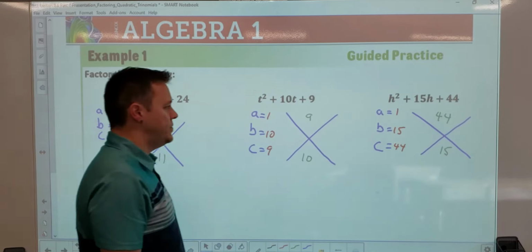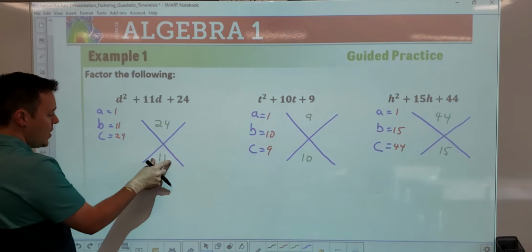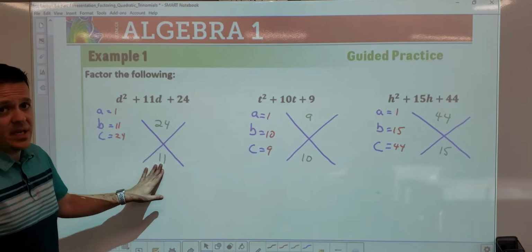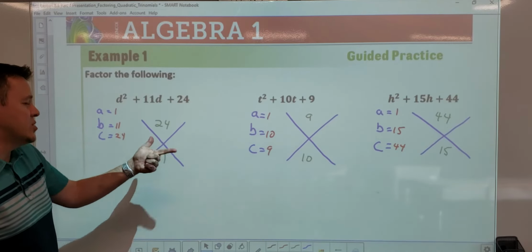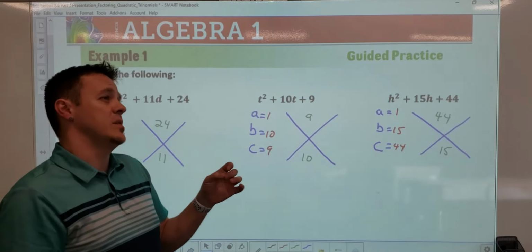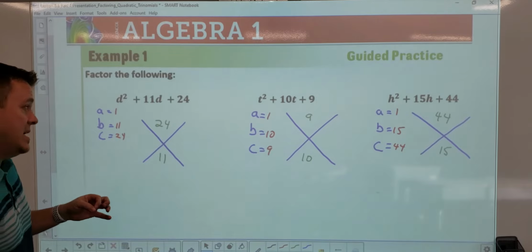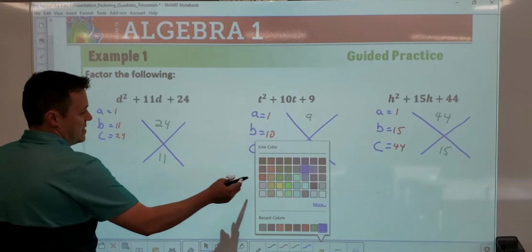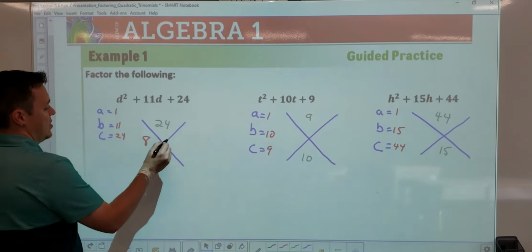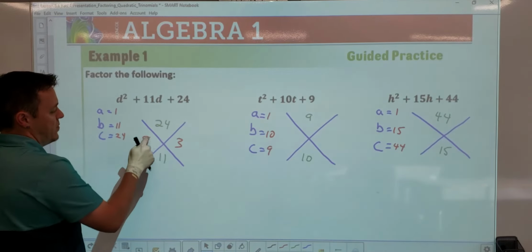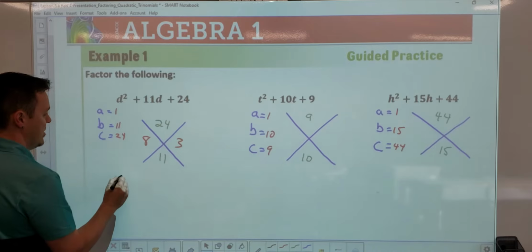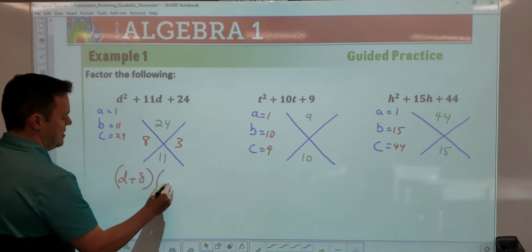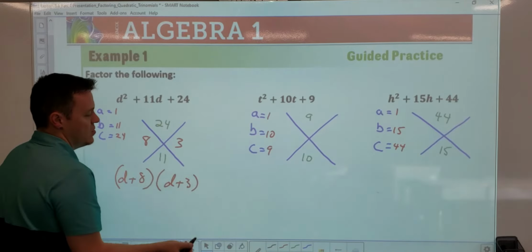All right, now you want to do your work. What two numbers multiply together make 24, and then when you add them, make 11, all right? So that'd be 2 and 12. 2 plus 12 is 14. 3 and 8. I say that hesitantly because 8 and 3, they multiply together to make 24. 8 plus 3 is 11. So that would be it. So this is d plus 8, and then d plus 3. All right, move on to the next.